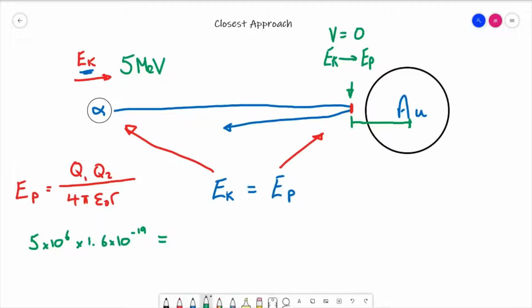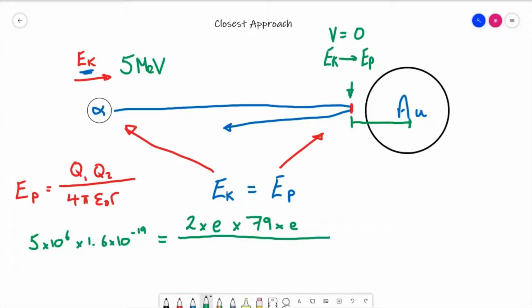So for the charges, firstly we've got the charge of the alpha particle, which will be 2 times e, the fundamental charge, 1.6 times 10 to the minus 19. We need to multiply that by the charge of the gold nucleus. Gold then has a proton number of 79, and then obviously we need to multiply that by 1.6 times 10 to the minus 19 again.